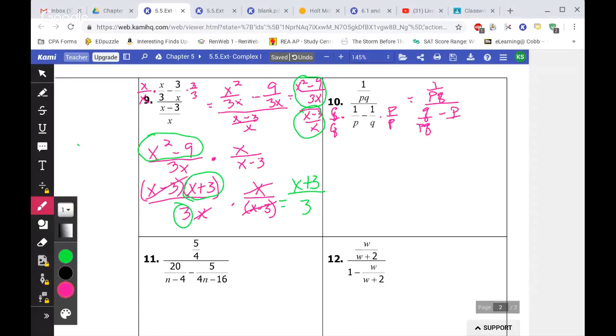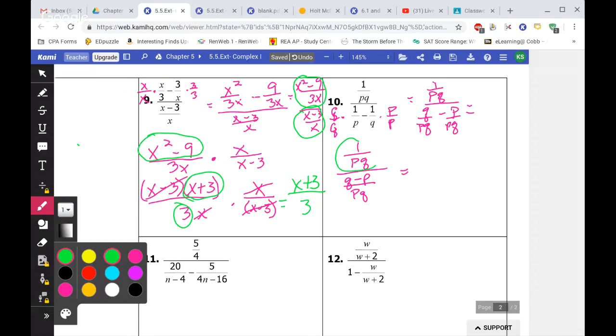Minus p over pq, which then looks like this. Go ahead and rewrite my numerator. You have q minus p all over p over q. So now we'll keep the first, flip this to multiplication, and then change this to its reciprocal. So instead of being q minus p over q, it's going to be p over q over q minus p. I just want y'all to know all of that is hard to say.